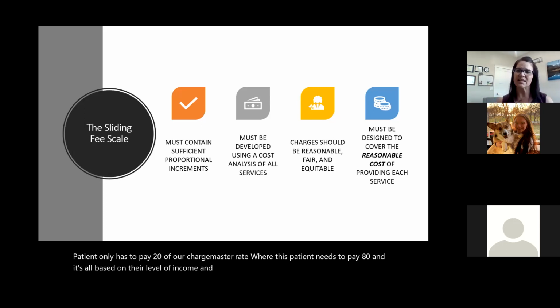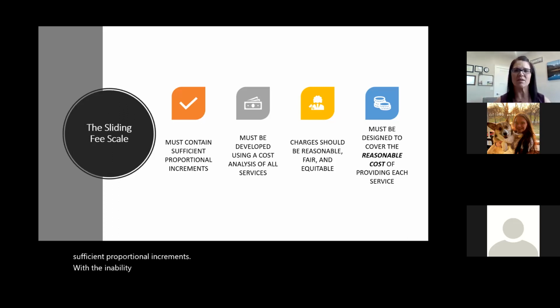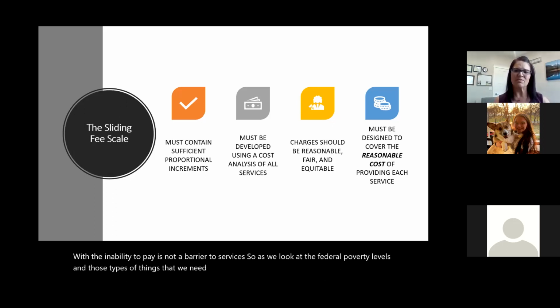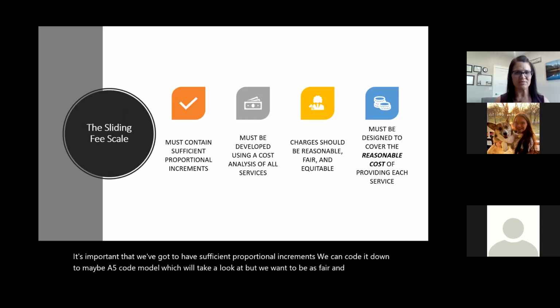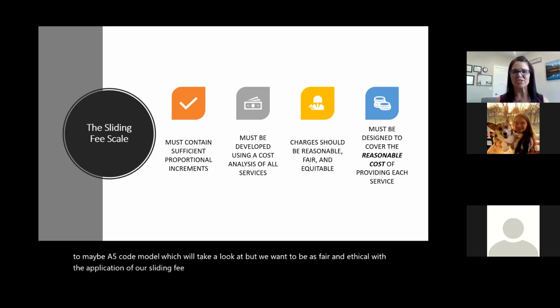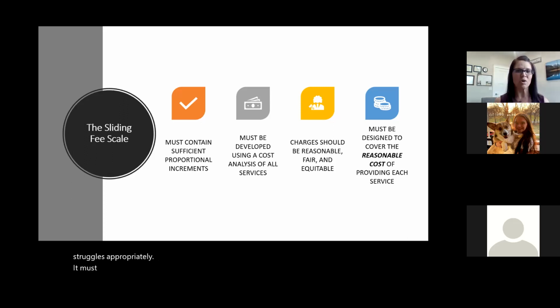And so sliding fee scales must contain, of course, sufficient proportional increments so that the inability to pay is not a barrier to services. So as we look at the federal poverty levels and those types of things that we need to consider when setting these sliding fee scales, it's important that we've got to have sufficient proportional increments. We can code it down to maybe a 5-code model, which we'll take a look at, but we want to be as fair and ethical with the application of our sliding fee as possible to assist our patients with their financial struggles appropriately. It must be developed using a cost analysis of all services for the program.